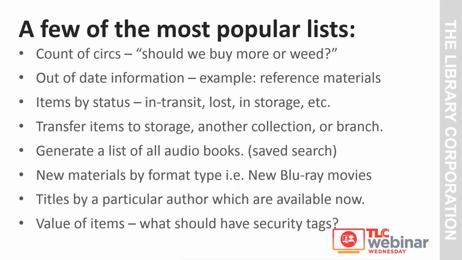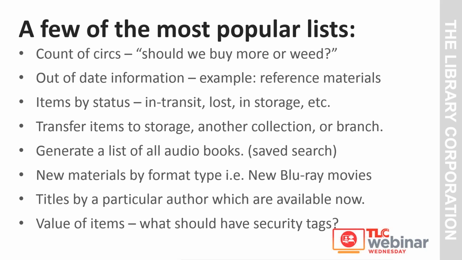Now, let's take a look at some of our most popular list and actions features and filters to run. Count of circulations. So this is a really straightforward list and action that we can operate on. And should we buy more items, or should we weed these items, are typically the conversation that comes out of that list. Out of date information. Maybe we're taking some time to go through the library and look for old science materials or reference manuals or materials that might be out of date. We'll take a look at an example of that as well.